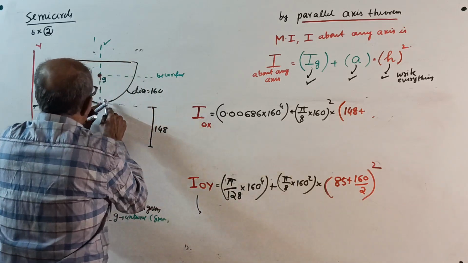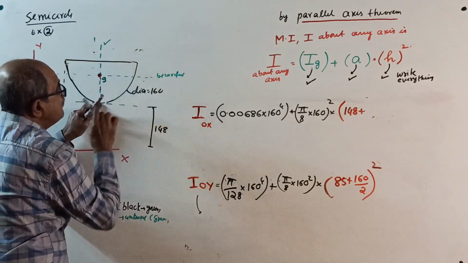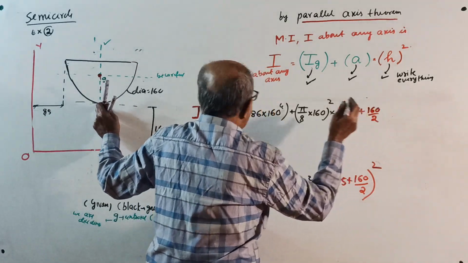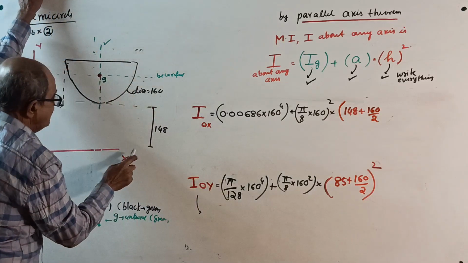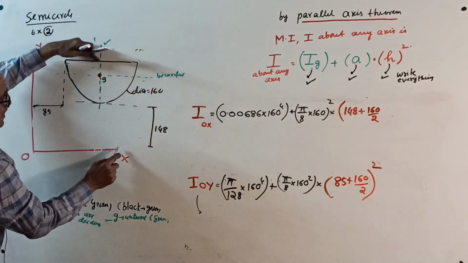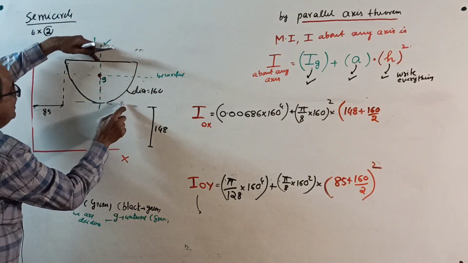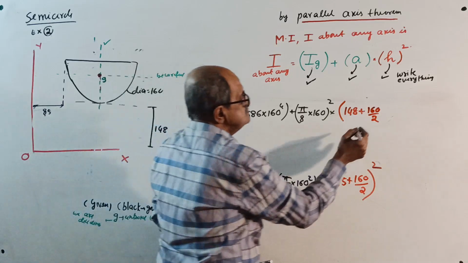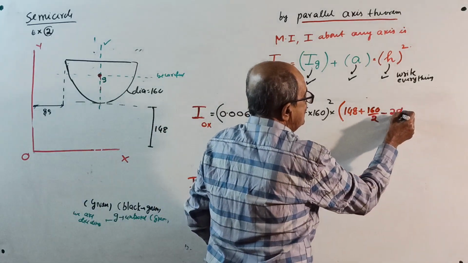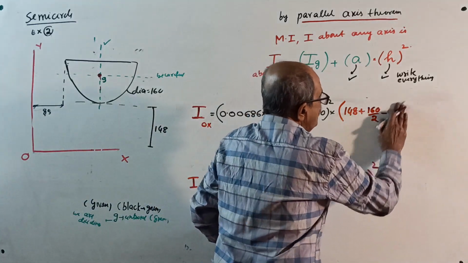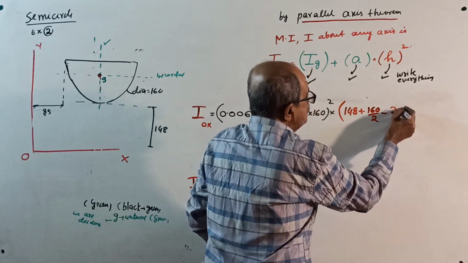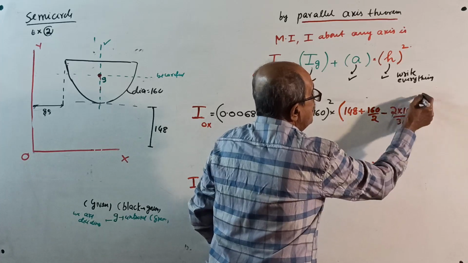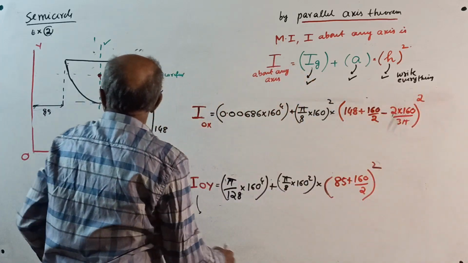148 plus from here to here is half of diameter, plus 160 by 2, that will give you the distance from here to here. See, 148 plus 160 by 2. Now subtract 2D by 3 pi. Substitution: 2 into 160 divided by 3 pi, whole square.